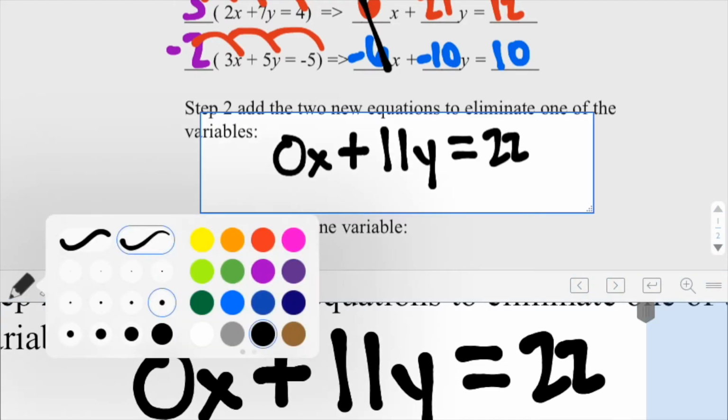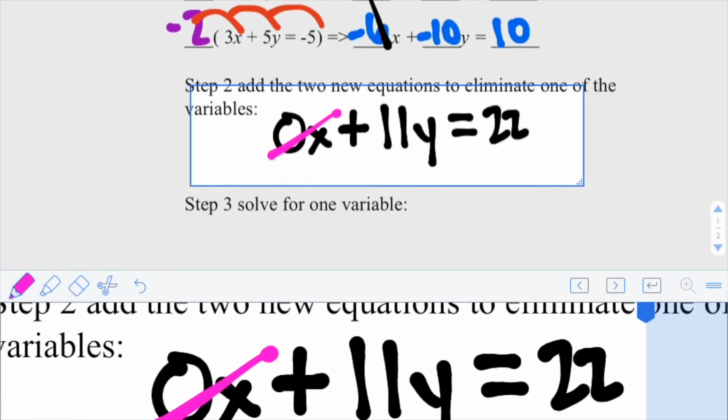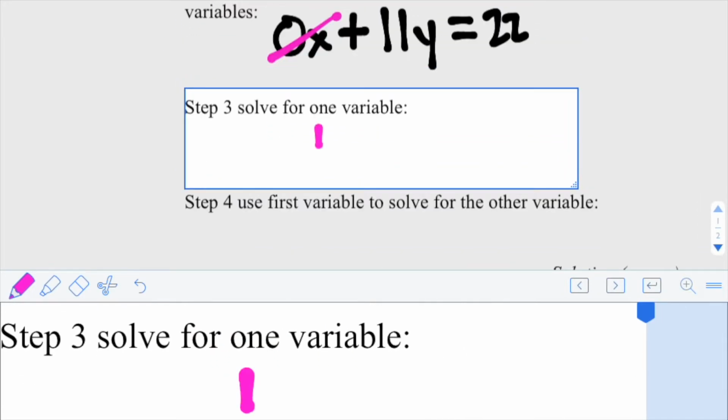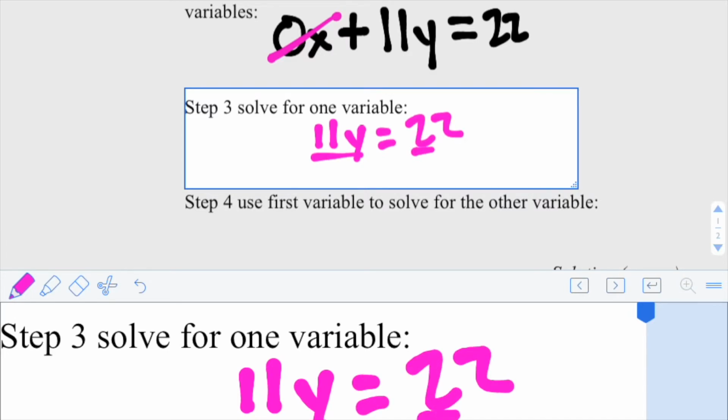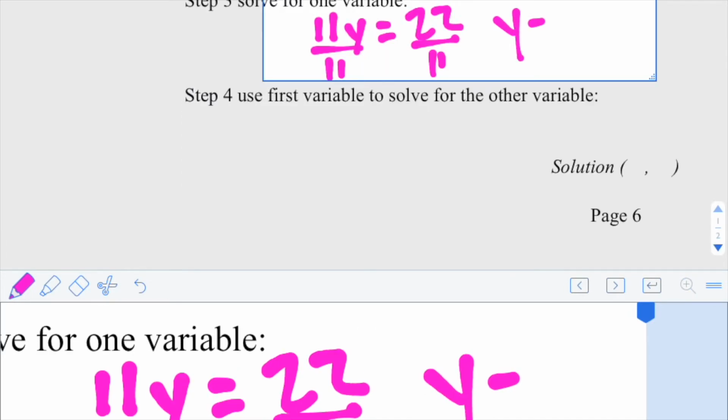We have now eliminated the x variable, and we can solve for one variable, which is going to be y. So we have 11y equals 22. We're going to divide both sides by 11. And that's going to give us y equals 2.